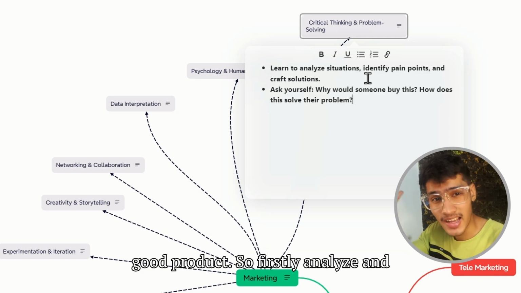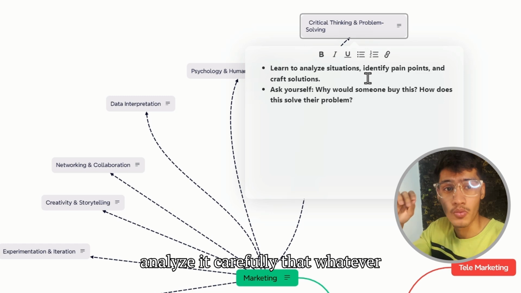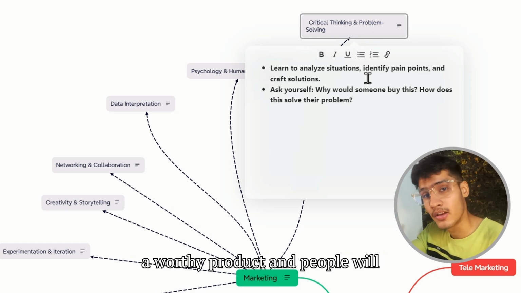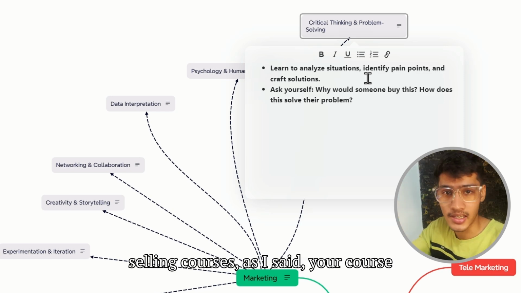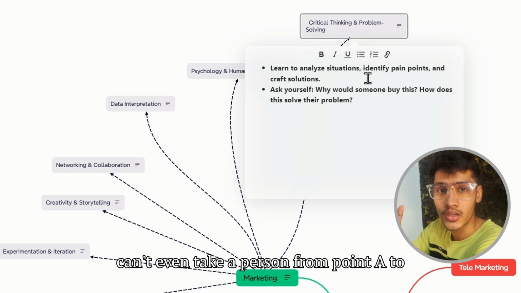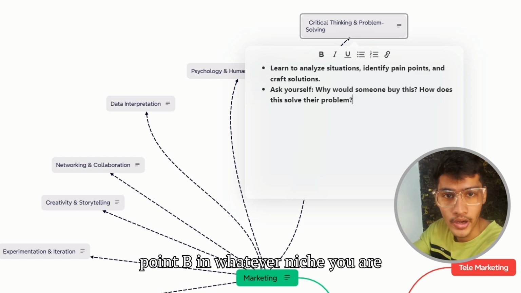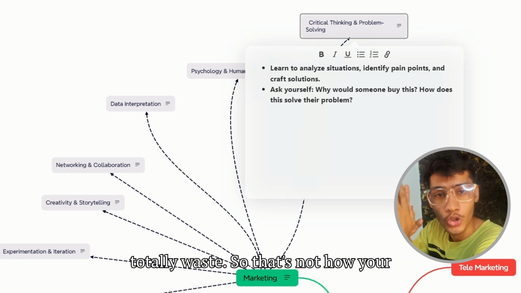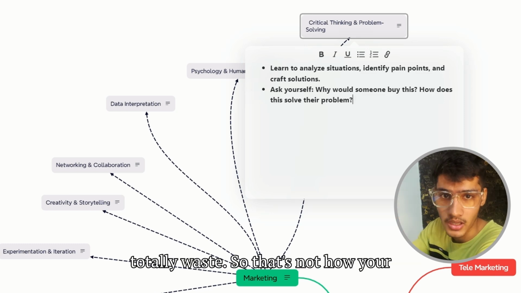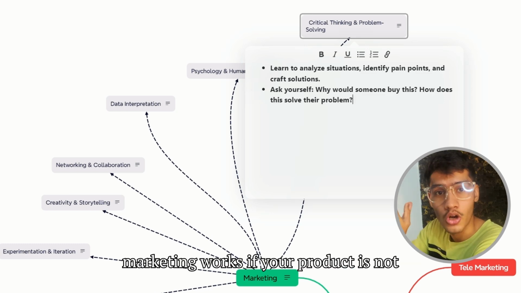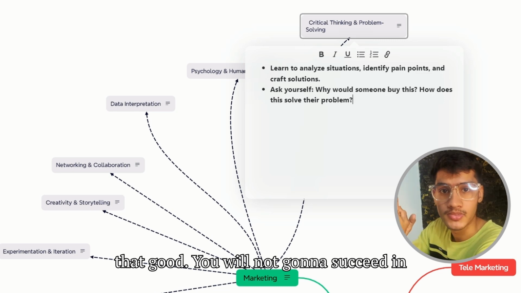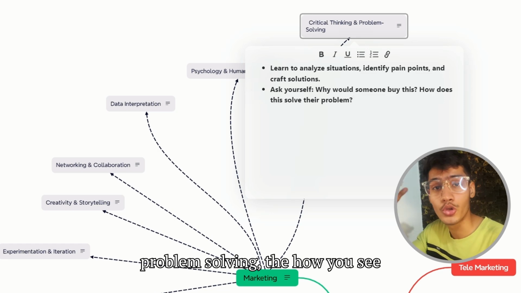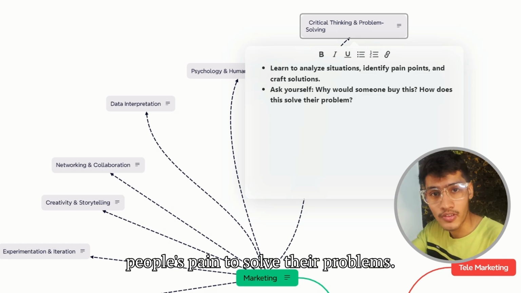So firstly, analyze carefully that whatever product or service you are selling, it's a worthy product, and people will definitely buy. And if you are selling courses, as I said, and your course can't even take a person from point A to point B in whatever niche you are selling, it means the product is totally a waste. So that's not how your marketing works. If your product is not that good, you will not succeed. There should be critical thinking and problem solving, seeing people's pain to solve their problems.